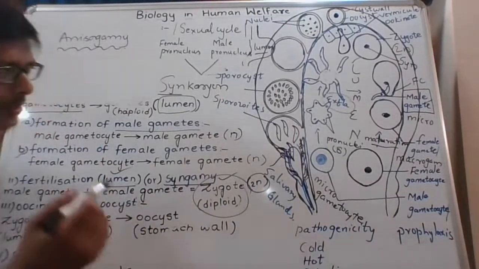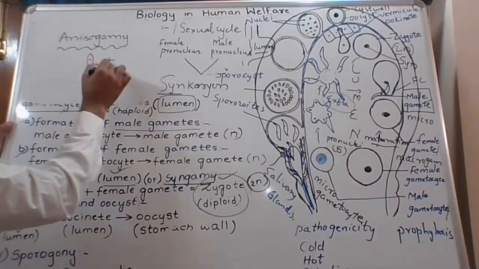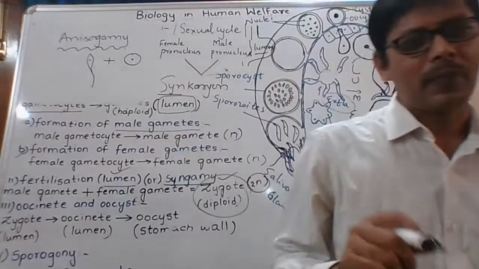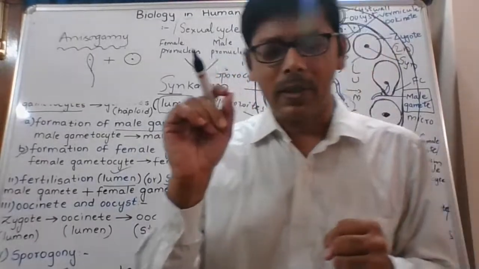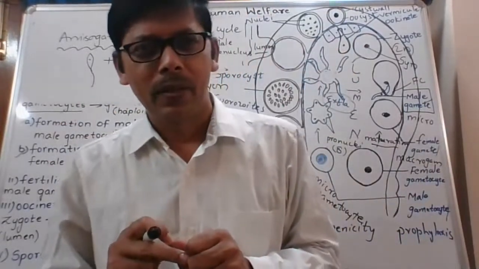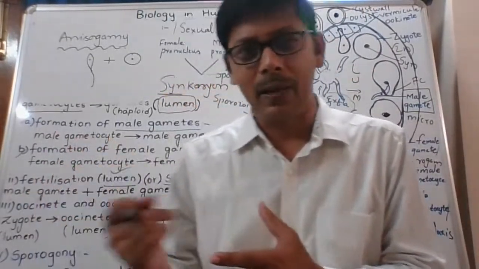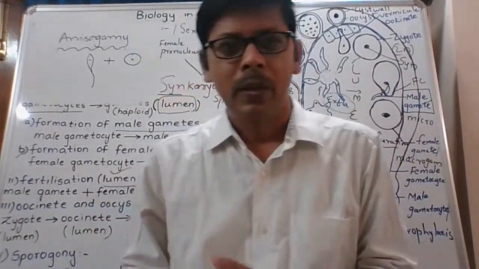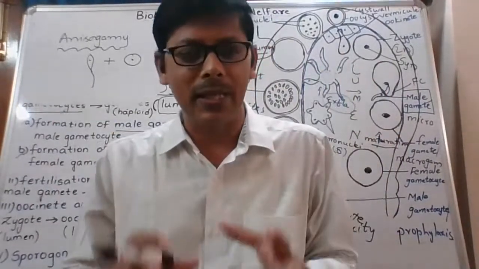I will tell you with human beings, then you can understand easily. This is the male gamete, the sperm, and this is the ovum. The ovum and sperm are not similar, they are dissimilar in shape and also in size. The sperm is microscopic, very small, whereas the ovum is macroscopic. The sperm is motile, it is able to swim, it has a tail. On the other hand, the female gamete is stationary, it cannot move. These two gametes are dissimilar in size as well as shape.